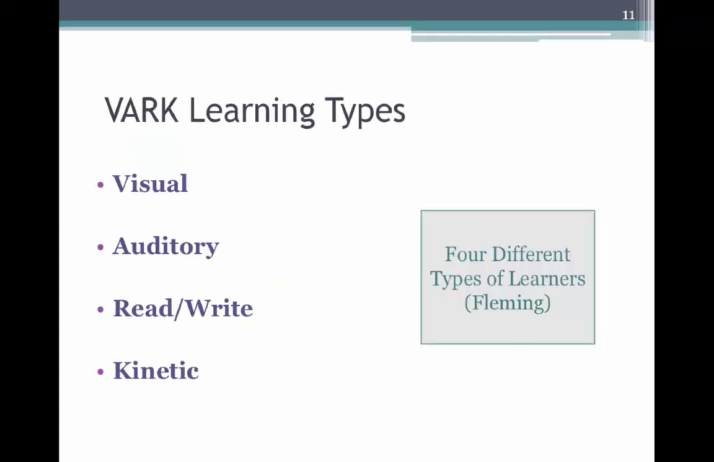When choosing educational strategies, it is important to remember that there are different types of learners. Fleming's model states that there are 4 different types of learners: visual, auditory, those who read/write, and kinetic. Visual learners learn best through seeing and from visual display, graphs, illustrations, diagrams, and videos. Auditory learners learn best through lectures and discussions.